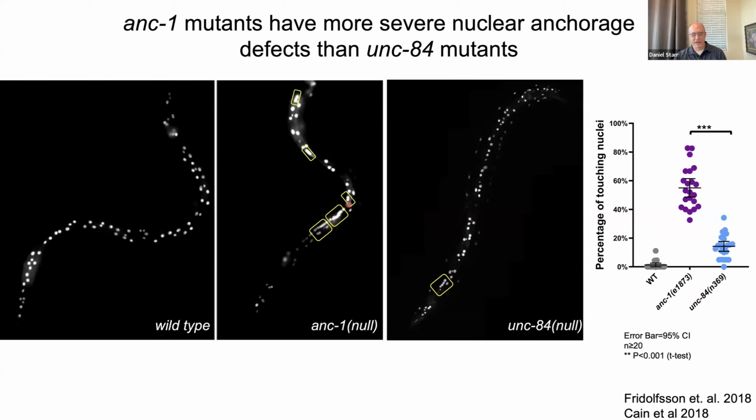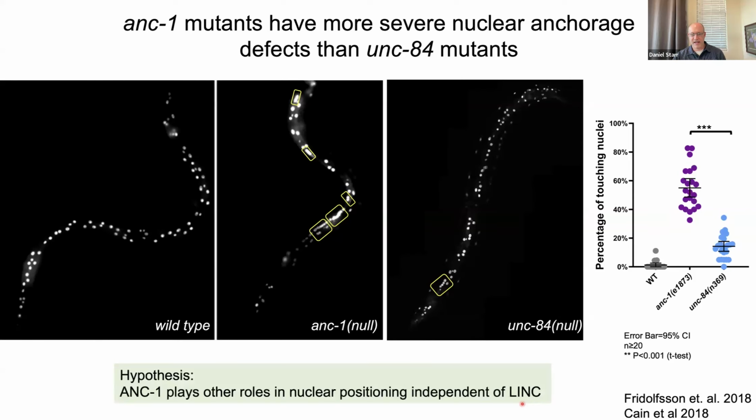The ANC-1 mutant gives large numbers of nuclei clustered or touching each other. So on the order of 50 to 60% of the nuclei are touching each other. This is a strong nuclear anchorage defect. The UNC-84 mutant has a few nuclei unanchored, but you can see it's far less than ANC-1. So these phenotypes are not the same. The ANC-1 phenotype is much more severe, suggesting that ANC-1 has roles in nuclear positioning that are independent of the LINC complex. And that's what I'm going to focus on mostly today, roles of ANC-1 that are independent of the SUN proteins.